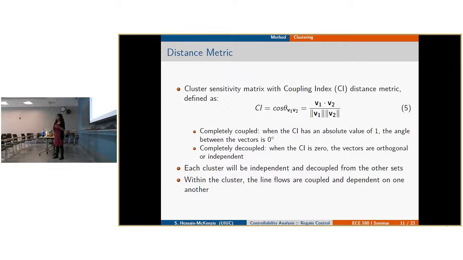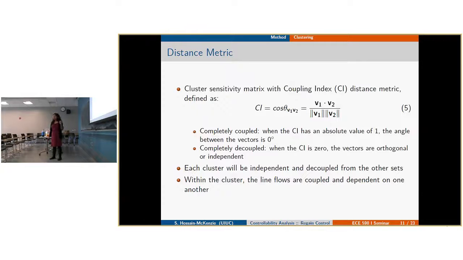And then when they're completely decoupled, the vectors are orthogonal. We're going to use that information to create our distance matrix from the sensitivity matrix to cluster upon. And so for that, we find the cosine of the angles between the vectors of the sensitivity matrix, and we call that the coupling index, CI, defined in equation 5.